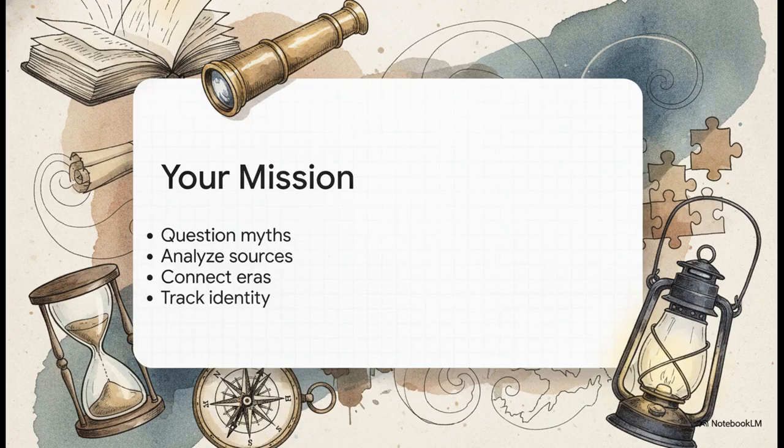You're going to analyze vastly different perspectives using real primary evidence. You're going to connect the fierce conflicts of the past directly to the world you see around you today. Ultimately, you're here to understand exactly how a nation's identity shifts and changes over time.